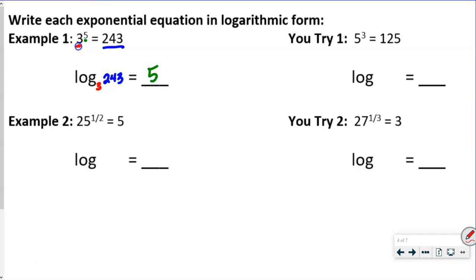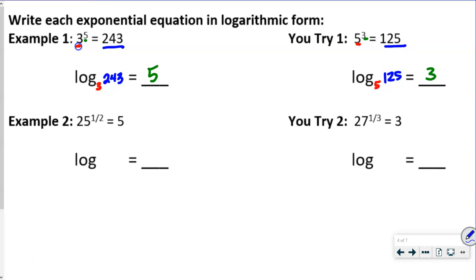Okay, once again, base, base. We're going to take whatever was the exponent right here and put it on the other side of the equal sign. And then we're going to put the 125 right there. So that's 5 to the third is 125, right? So log base 5 of 125 is 3.